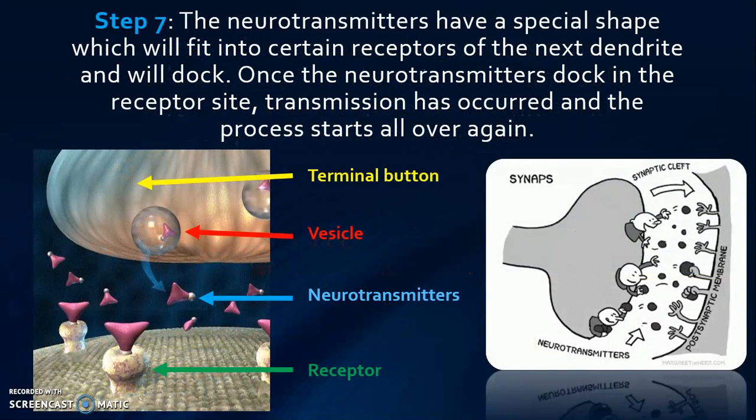Step 7. The neurotransmitters have a special shape, which will fit into a certain receptor of the next dendrite and will dock. Once the neurotransmitters dock in the receptor site, transmission has occurred and the process starts all over again. This is known as the postsynaptic neuron. The neuron at the beginning of these steps was the presynaptic neuron.